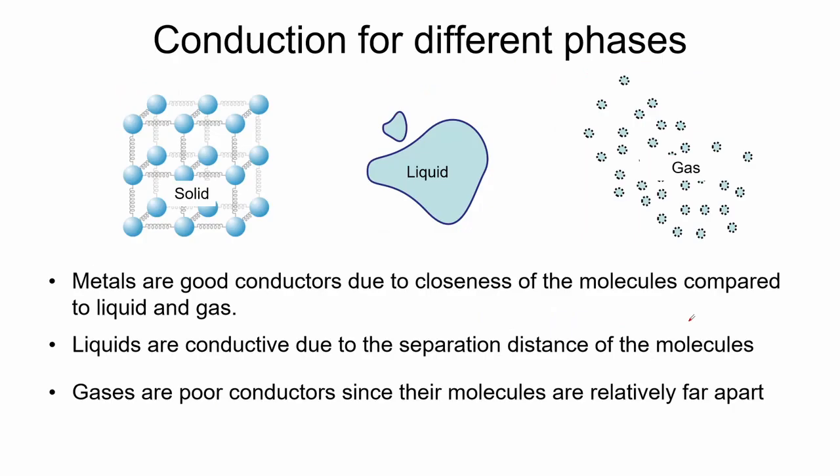Metals are good conductors due to closeness of the molecules compared to liquid and gas. Liquids are conductive due to the separation distance of the molecules. However, gases are poor conductors since their molecules are farther apart compared to the two phases.